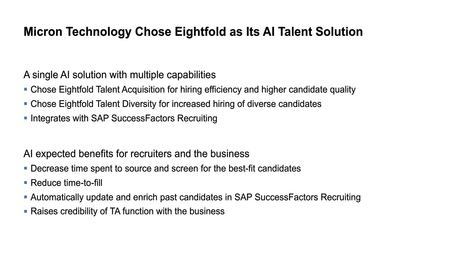Let's discuss a couple of these in more detail. We want to decrease time spent to source and screen for the best fit candidates. I think you saw those impressive statistics that Steve presented earlier. Eightfold does the sourcing work for you and ranks candidates. This will save a lot of time on the front end, as sourcing really is our biggest time suck. Also, a reduced time to fill. In most cases, we find better, more qualified candidates than recruiters in less time.